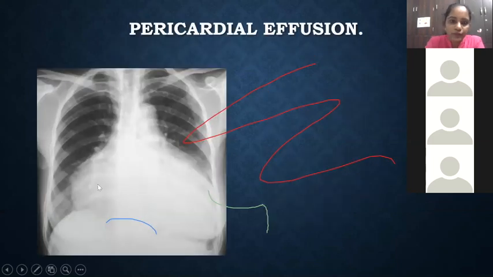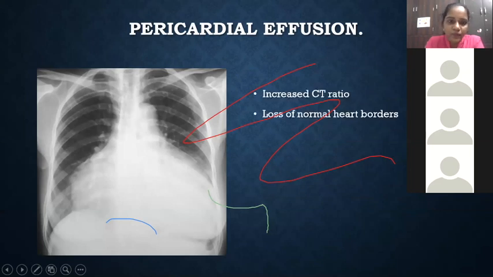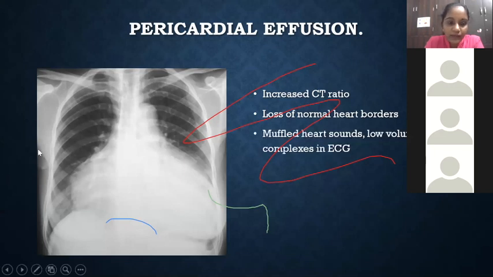So this is a picture of a pericardial effusion. You can see a grossly enlarged heart with obliteration of the heart borders, and this may be clinically associated with muffled heart sounds and low voltage complexes in the ECG.